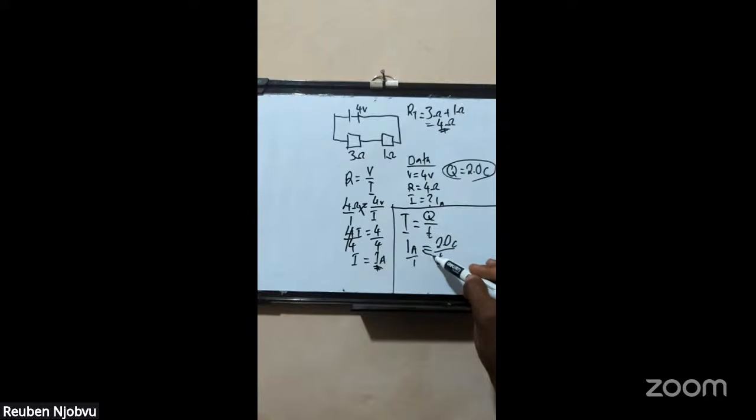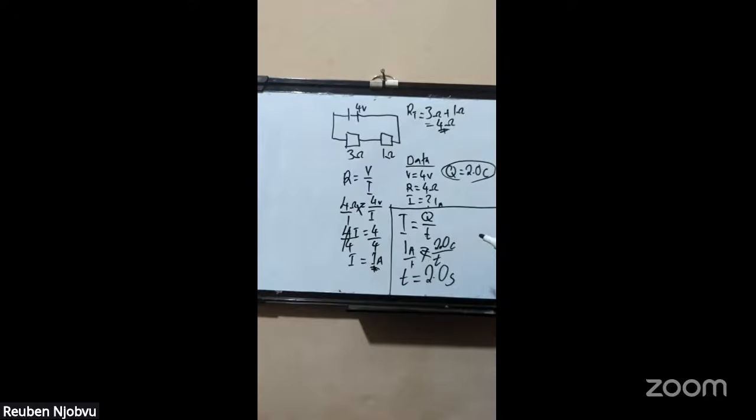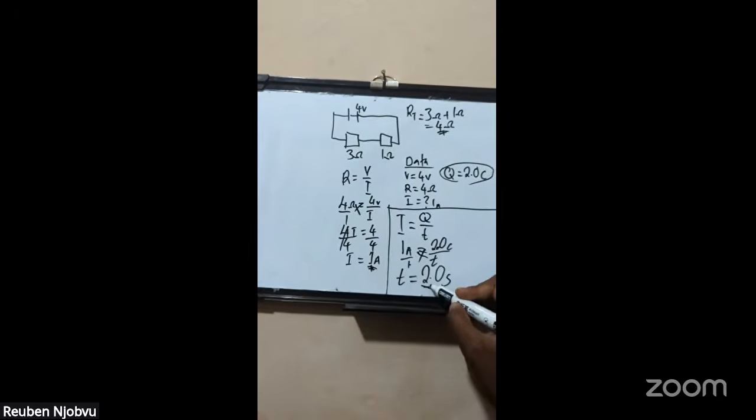At this point, you cross multiply. So 1 times t gives you t, which is the time. 1 times 2.0, you get 2.0 seconds. 2.0 seconds, like this. This is how you find it. Is it clear now?